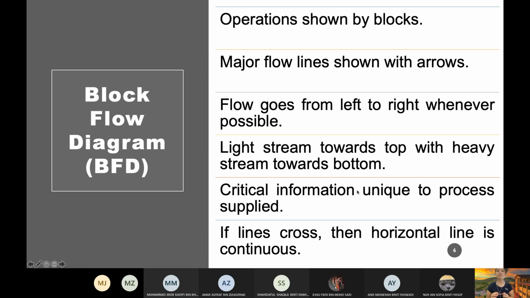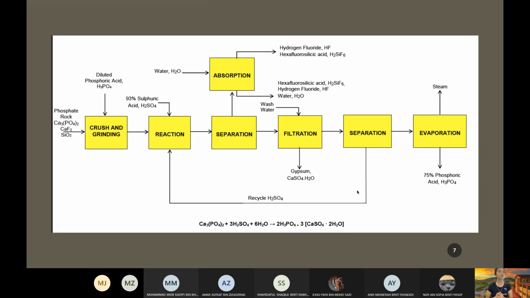Okay, and then next, if the line cross horizontal line is continuous. This one I will explain nanti dalam PFD, saya akan tunjuk contoh. Macam mana kamu nak buat kalau you have line that cross to each other. Means kamu ada horizontal line, kamu ada vertical line. Bagaimana kamu nak make sure line tu tak boleh cross each other. Satu line tu kena putus. So I will tell you later what does this mean when we are doing PFD. Sebab konsep yang sama juga untuk PFD.